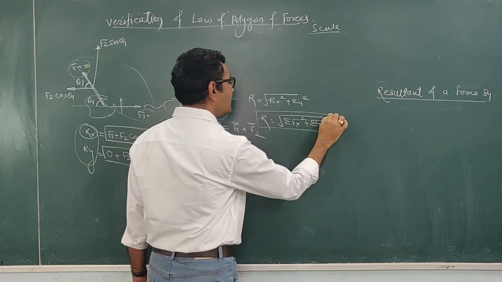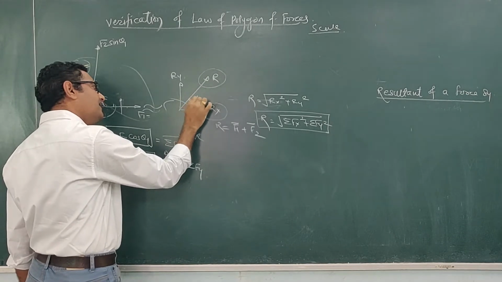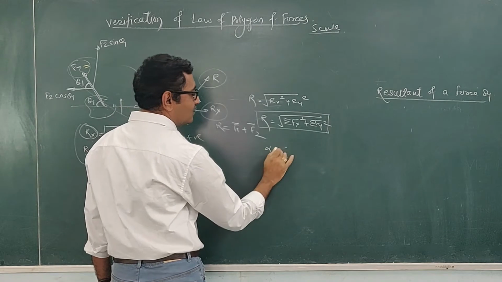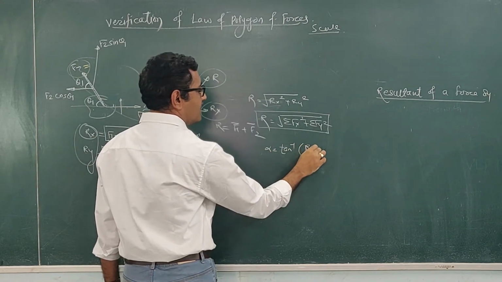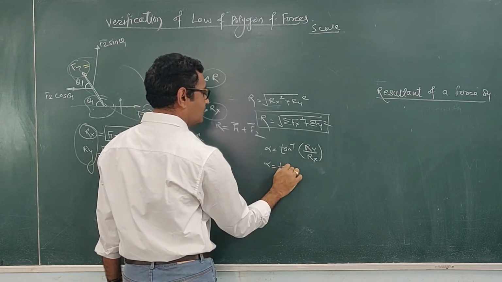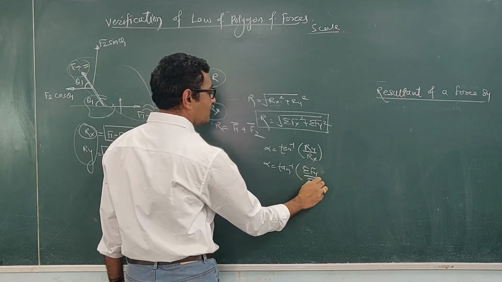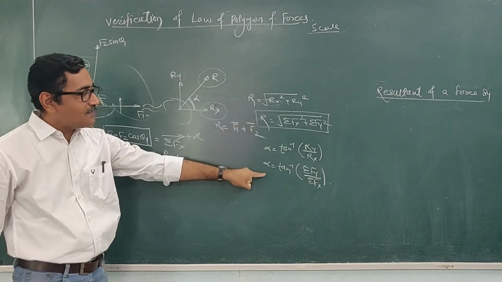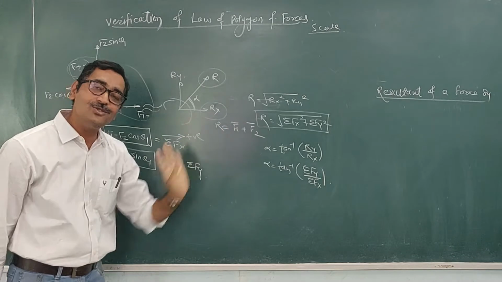This is the magnitude of the resultant, and now the direction of the resultant. Here this resultant makes an angle of alpha degrees with the horizontal. So we can find this alpha equal to tan inverse of Ry upon Rx, or alpha equal to tan inverse of summation of fy upon summation of fx. In this way we can calculate the magnitude and direction of the resultant analytically. This is the analytical method, which is the resolution method.